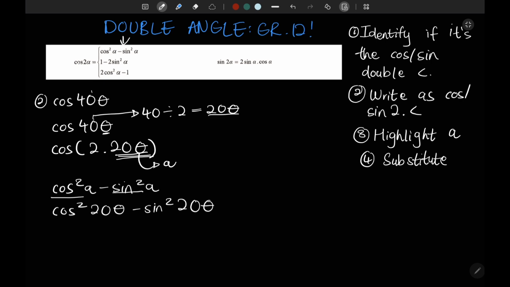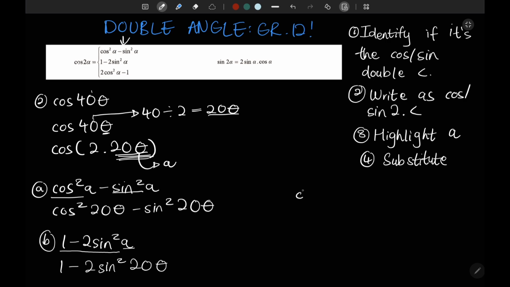This is option A. Let's try option B, which is 1 minus 2 sine squared alpha. We'll say 1 minus 2 sine squared. What is your alpha? 20 theta. Now let's try option C. That one, we have 2 cos squared alpha minus 1. You write 2 cos squared.